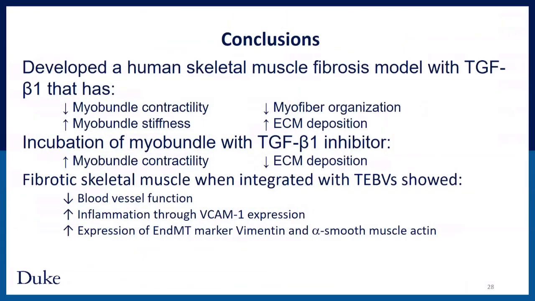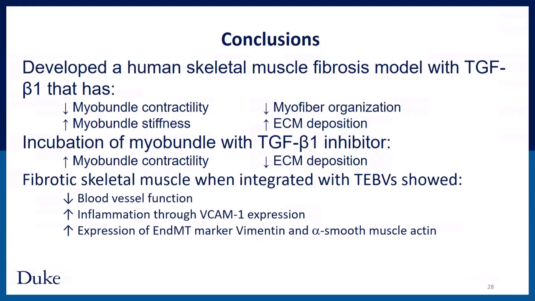So as a conclusion here, we developed a human skeletal muscle fibrosis model with overexpression of TGF-beta1. This leads to a decrease in the muscle contractility, an increase of the bundle stiffness, disintegration of the myofibers, and an increase of the ECM production. And when we inhibit the TGF-beta1 receptors, we restore the muscle contractility, and the ECM deposition is decreased.